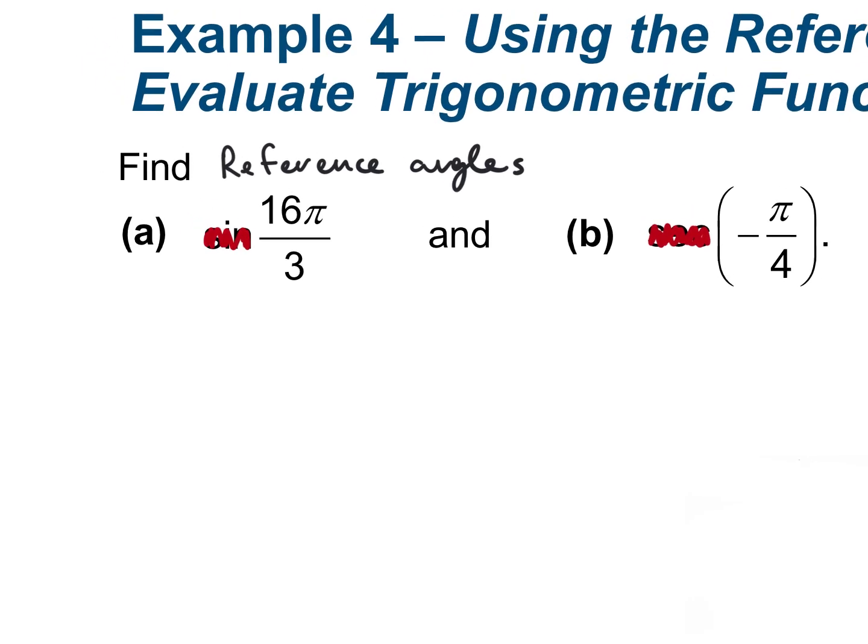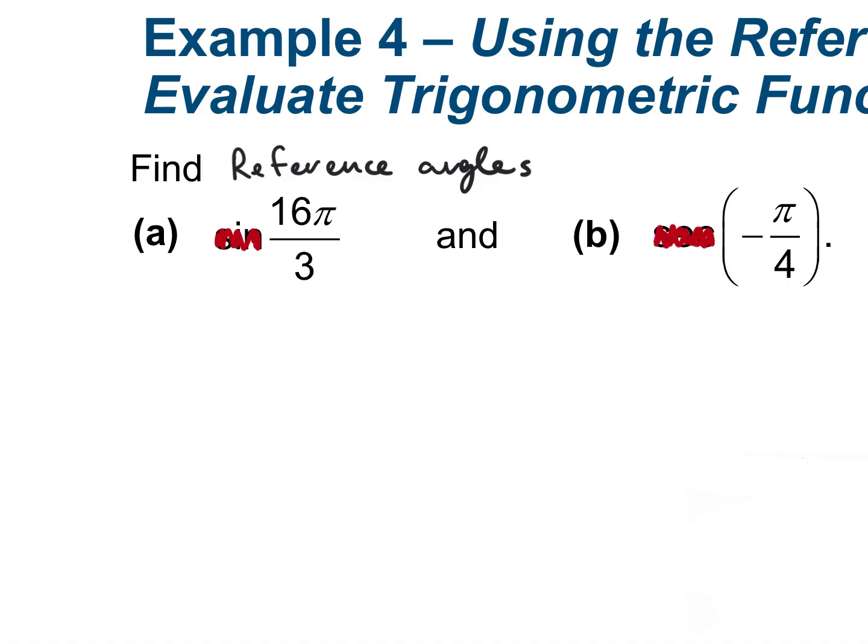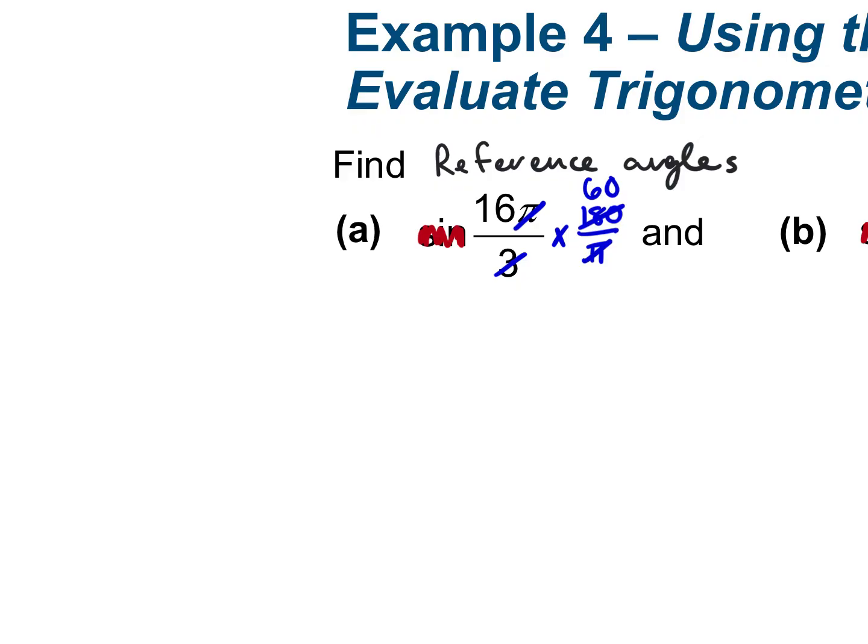So in example 4, we're going to find the reference angles. So in A, if we start with radians, what should we do first? Convert it to degrees. So I'm going to multiply by 180 over pi. The pi's cancel, and 3 goes into 180 how many times? 60. So I'm going to multiply 16 times 6, and then just add the 0 at the end. So 6 times 6 would be 36. 6 times 1 is 6, plus 3 is 9. So this would be 960.